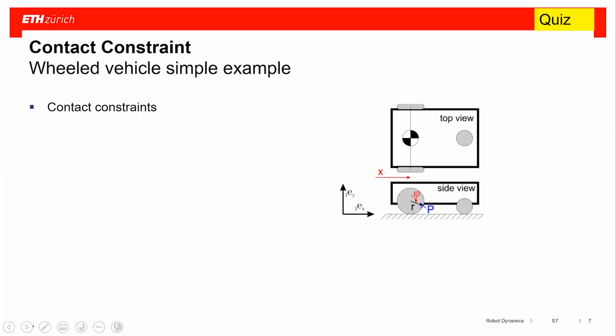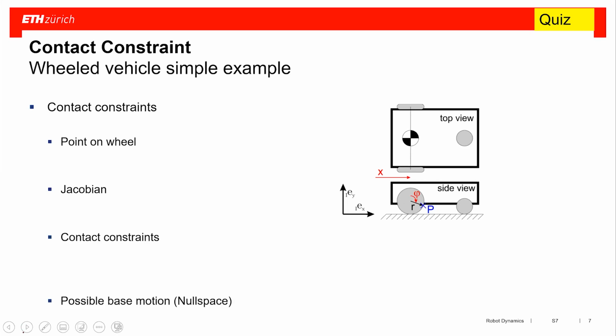With this, we go to the quiz that we had in this session. First one was related to contact constraints. We had this one car, and we asked for this car, which is the contact constraint with the point on the wheel, calculated the Jacobian there, figured out the contact constraint, and then did a little bit of a discussion about the possible null space.